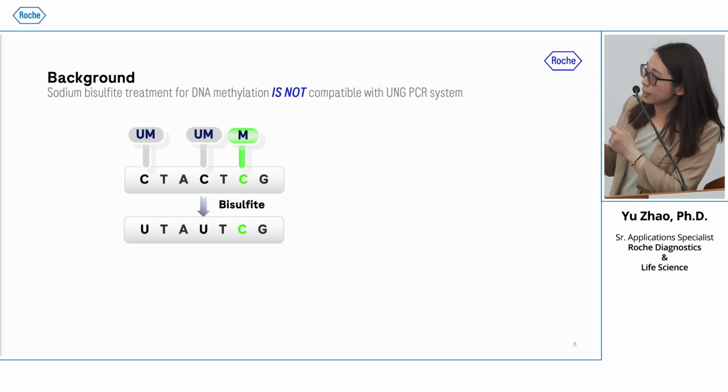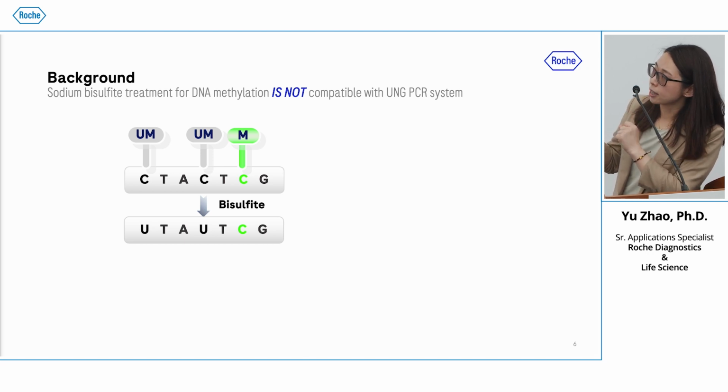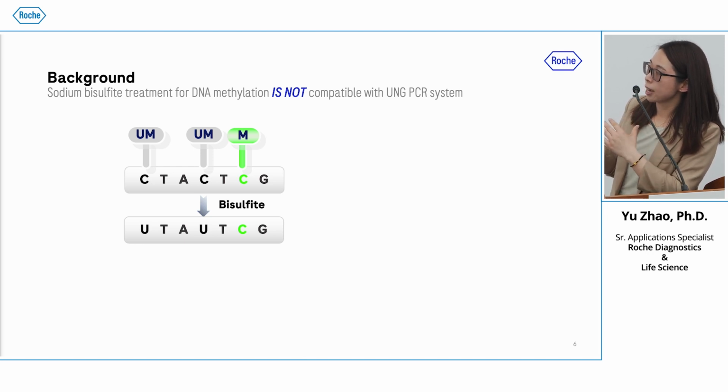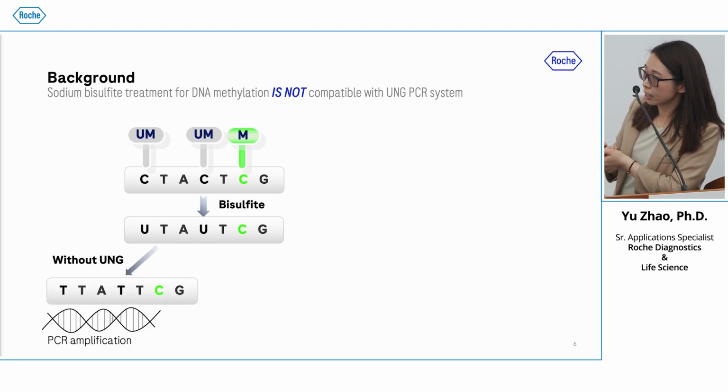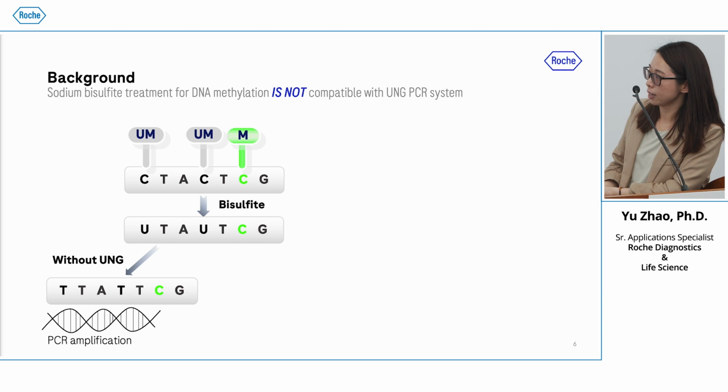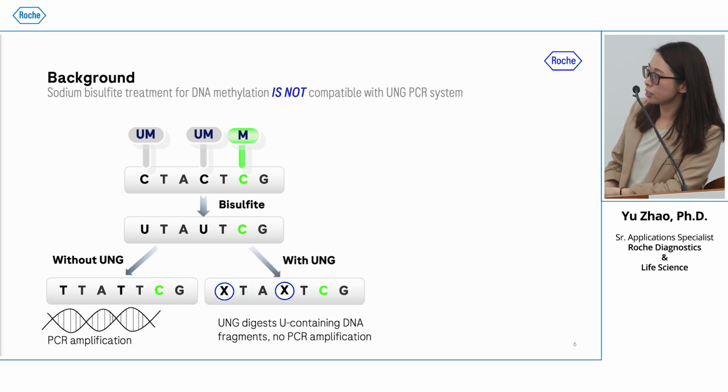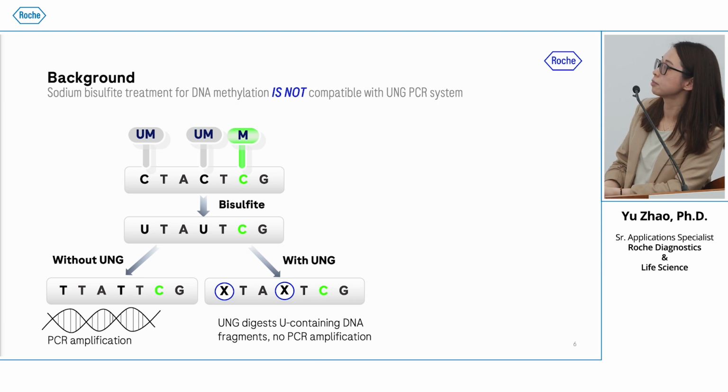The methylated cytosine is indicated in green. Unmethylated cytosine bases are indicated in dark gray. After bisulfite treatment, unmethylated cytosine bases are converted to uracil, whereas methylated cytosine remains unaffected. During PCR amplification without UNG, uracil bases are converted to thymine. However, with UNG, U-containing DNA fragments are digested, and therefore no PCR amplification occurs.